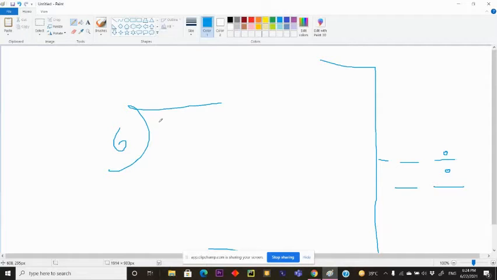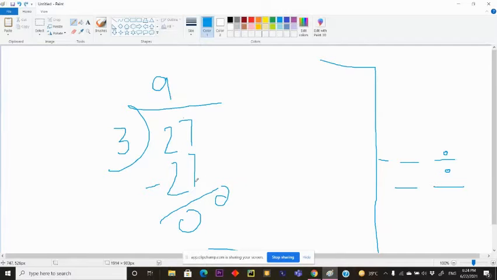6 and 3 and 27. Both are whole numbers, you know. The answer would be 9. 3 nines are 27, as you know. 0 remainder. Full answer. Isn't it? This is a full answer.